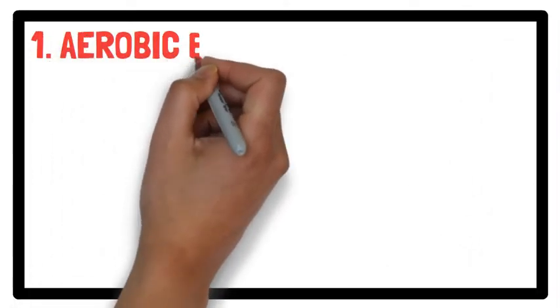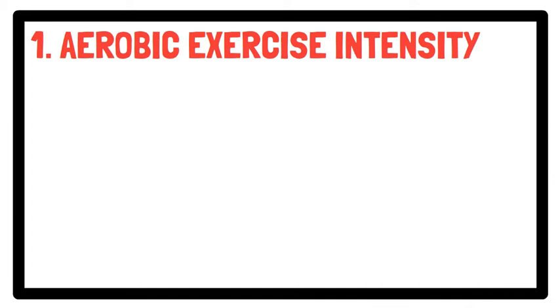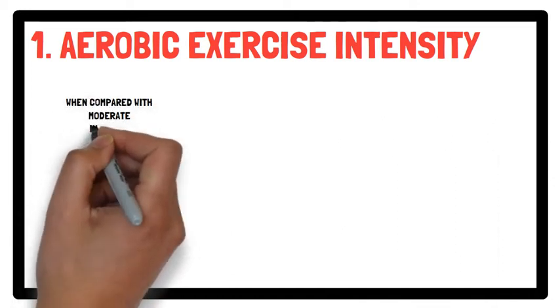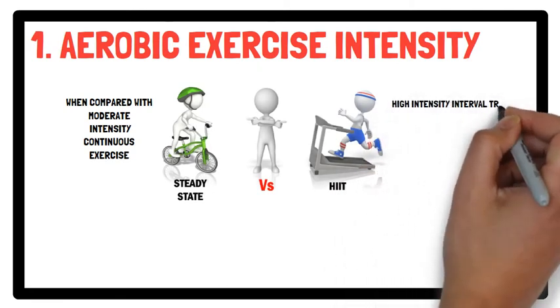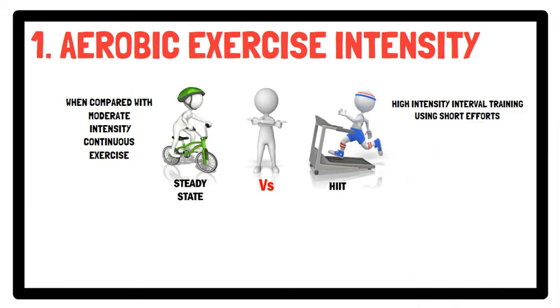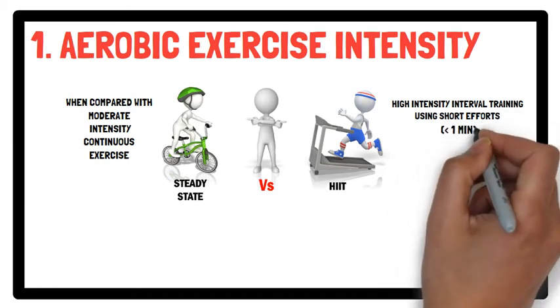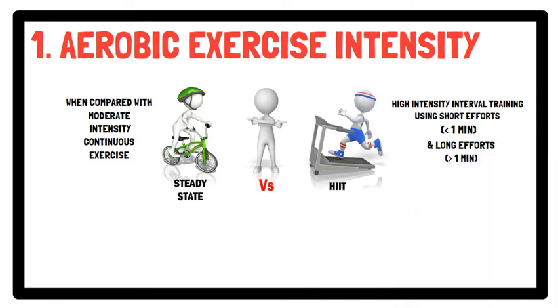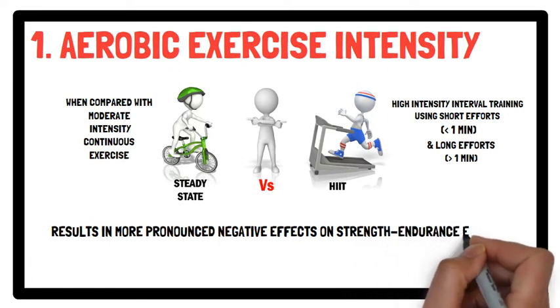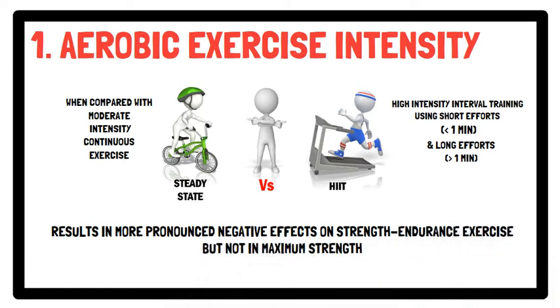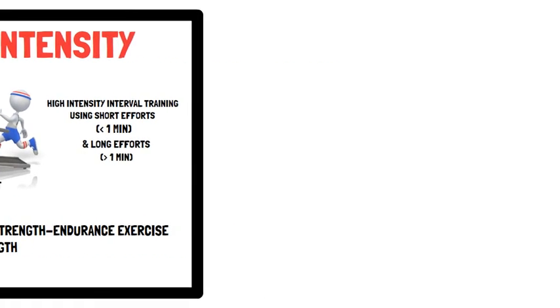Consideration 1. Aerobic exercise intensity. When compared with moderate intensity continuous exercise, also known as steady state exercise, high intensity interval training using short efforts, less than 1 minute, or long efforts above 1 minute, results in more pronounced negative effects on strength endurance exercise, but not in maximum strength. The term strength endurance used here refers to the maximal number of repetitions performed at 80% of 1 repetition maximum.